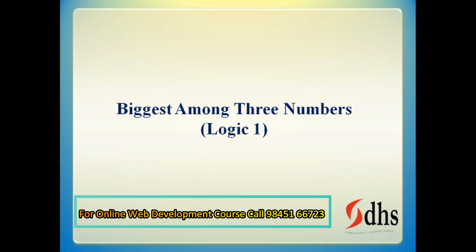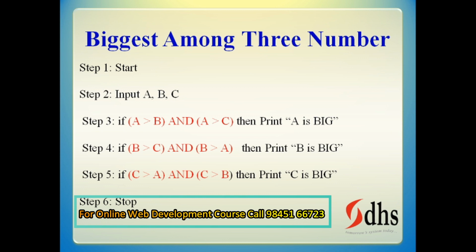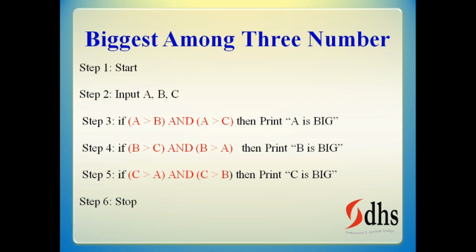Next, biggest among three numbers. First, logic 1. Here we are getting three numbers. Then we are comparing A is greater than B and A is greater than C, then print A is big. If B is greater than C and B is greater than A, then print B is big. If C is greater than A and C is greater than B, then print C is big.